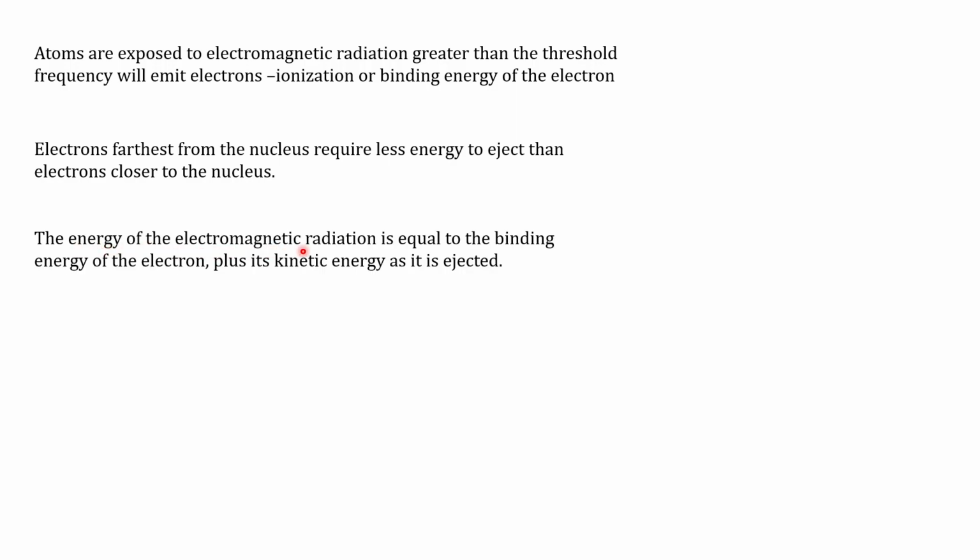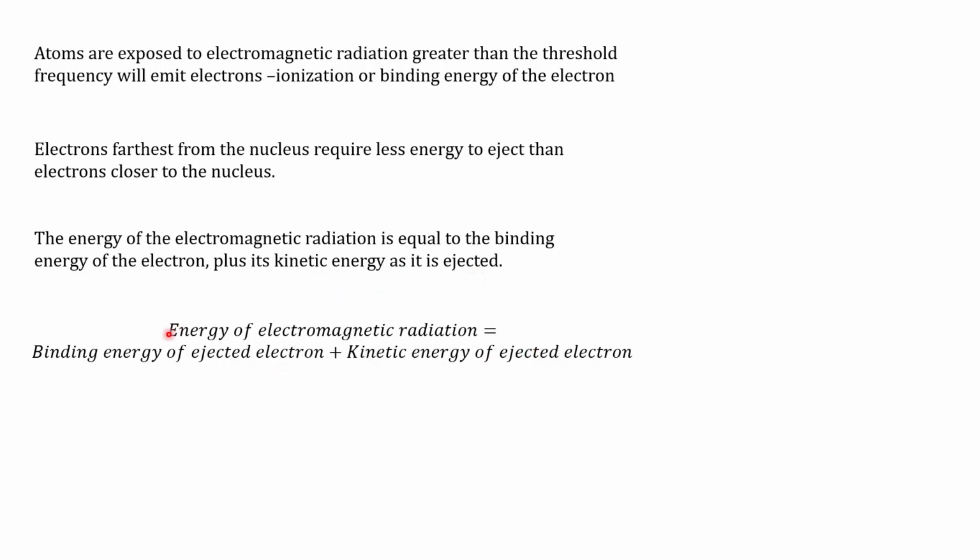So the energy of the electromagnetic radiation that you are bombarding the atoms with is going to be equal to the binding energy of the electron, remember, this is also called the ionization energy, plus the kinetic energy that the electron has as it's ejected. So here is an equation that we can use to equate these quantities. Again, the energy of the electromagnetic radiation is going to equal the binding energy plus the kinetic energy.